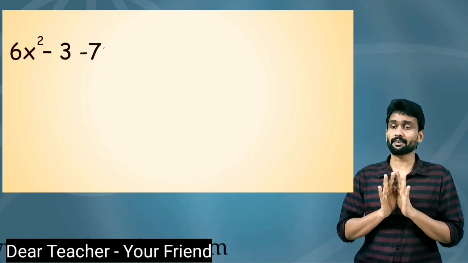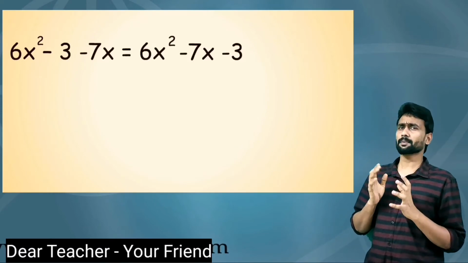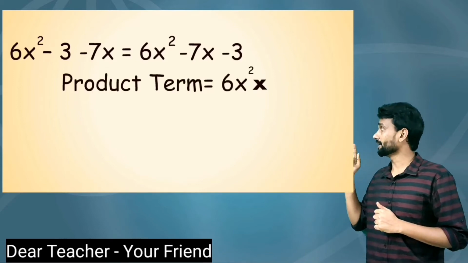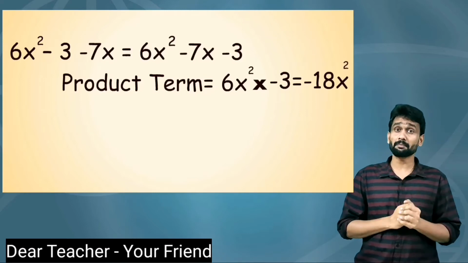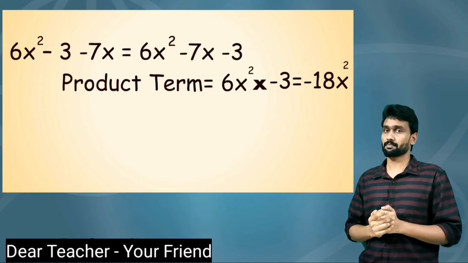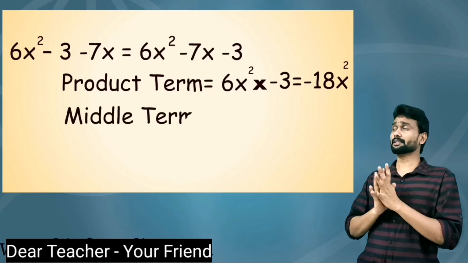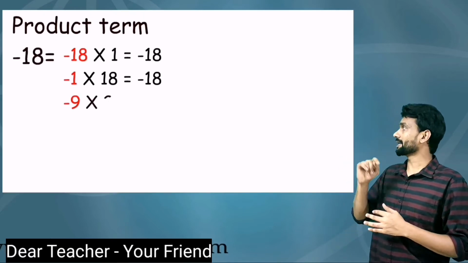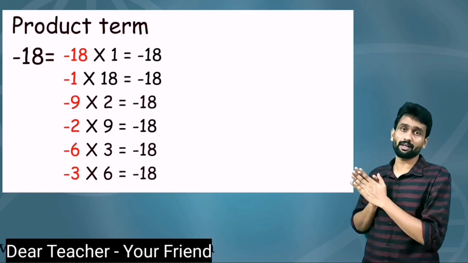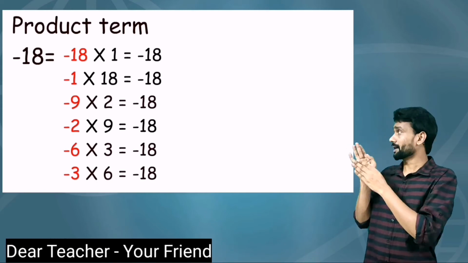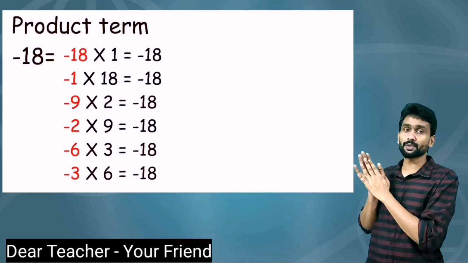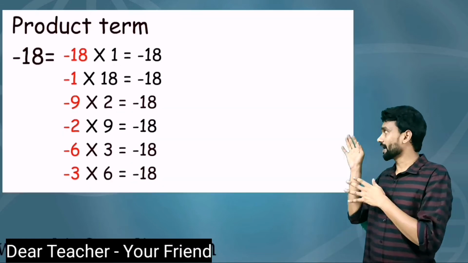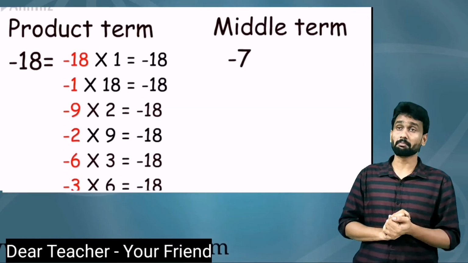One more question: 6x square minus 7x minus 3. Here, what is the product term? Yes, 6x square into minus 3, which is equal to minus 18x square. What is the middle term? Minus 7x is the middle term. Now, taking the product term, minus 18. What are the factors of minus 18? Minus 18 into 1, or minus 1 into 18, or minus 9 into 2, or minus 2 into 9, or minus 6 into 3, or minus 3 into 6. These are the factors of minus 18. What is the middle term? Minus 7.